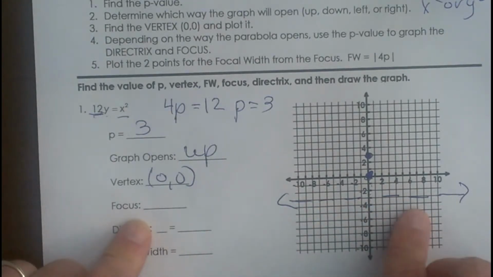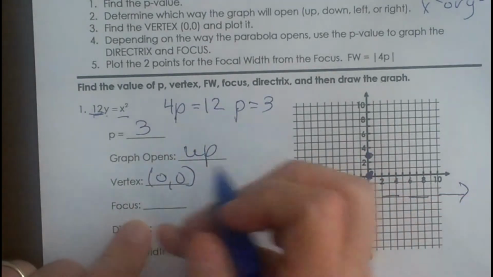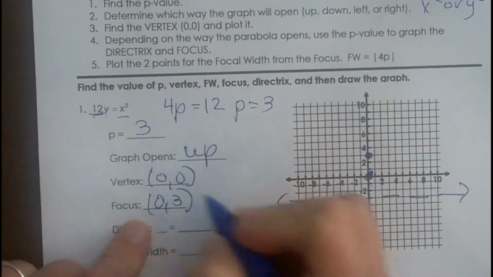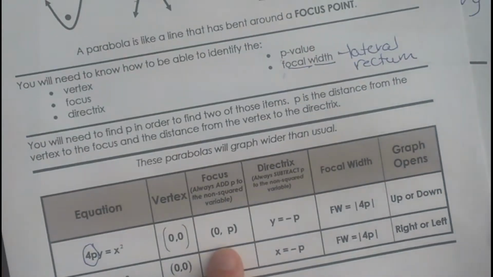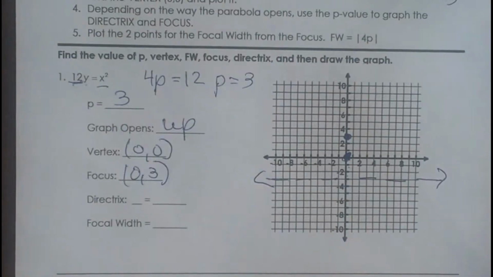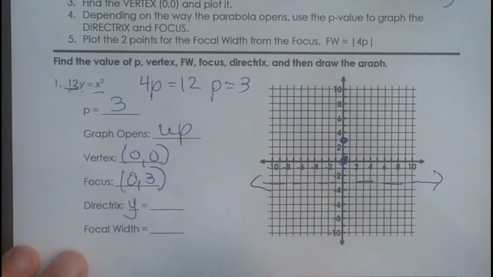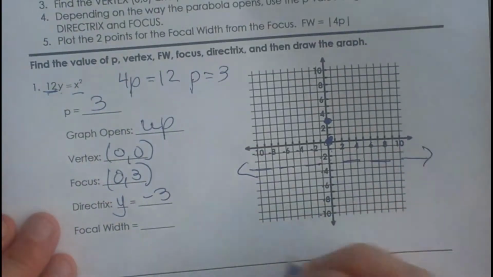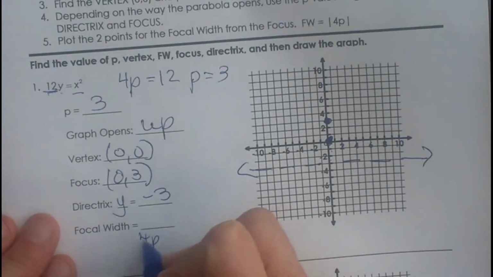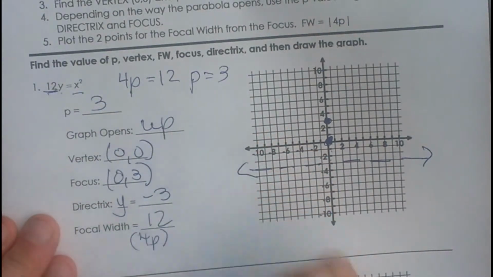Now, what's the ordered pair for our focus? (0, 3), which was the formula over here, right? Remember this? (0, 3). And then what's the equation for the directrix? Well, it's a horizontal line, so it's y equals -3, it's going through -3. Okay, now our focal width is, remember, that was 4p. So our focal width is just what we see in the equation, so our focal width is 12.